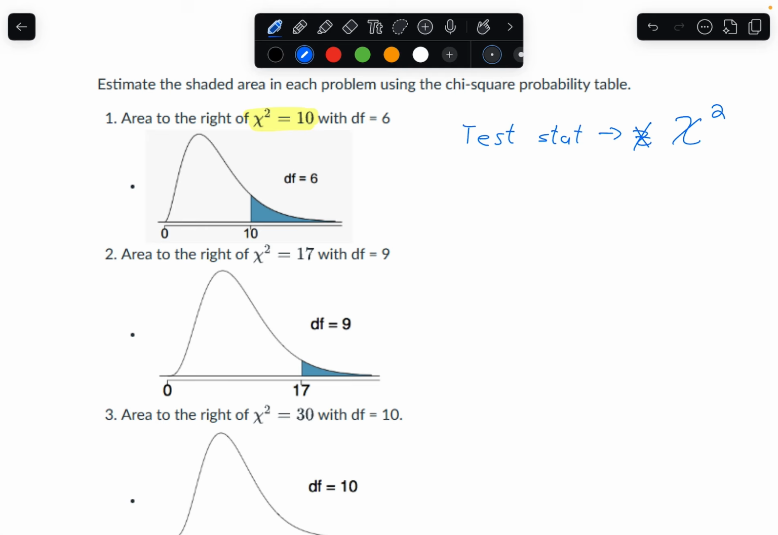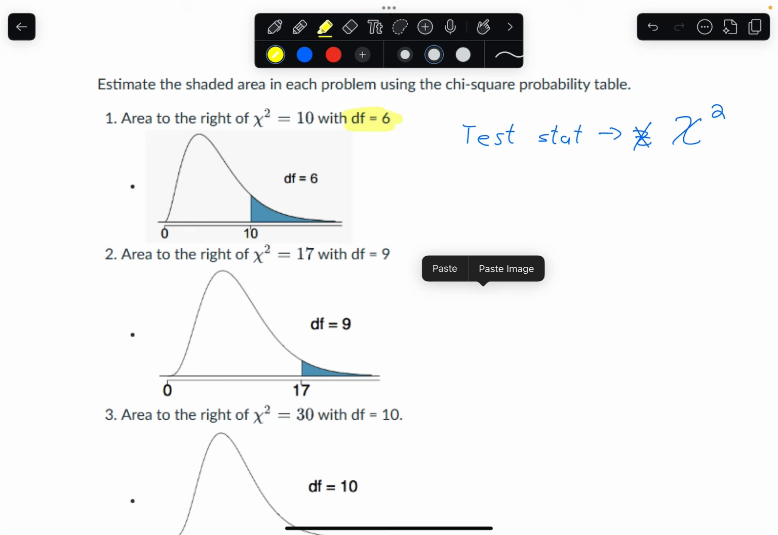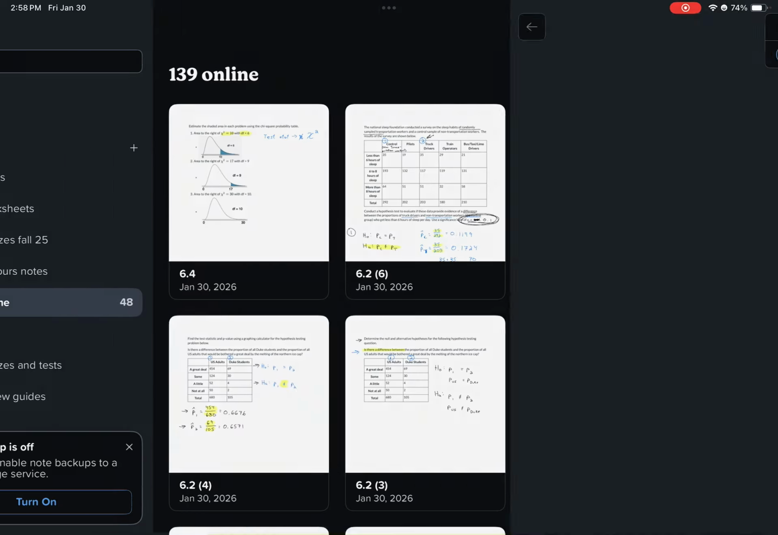So our test statistic is a chi-square value that tells me what type of distribution or probability table I'm looking at. The other thing that I'm going to have to know then is my degrees of freedom. In this case, I have 6 degrees of freedom. So my chi-square value is 10. My degrees of freedom are 6. So I need my chi-square table. Those should be linked right above in the notes, but they're also linked in our Canvas modules as well. I need to hop over to my probability table, so let me do that here.